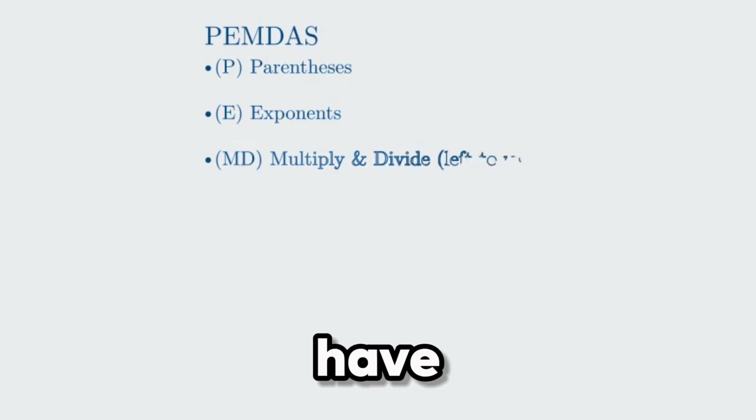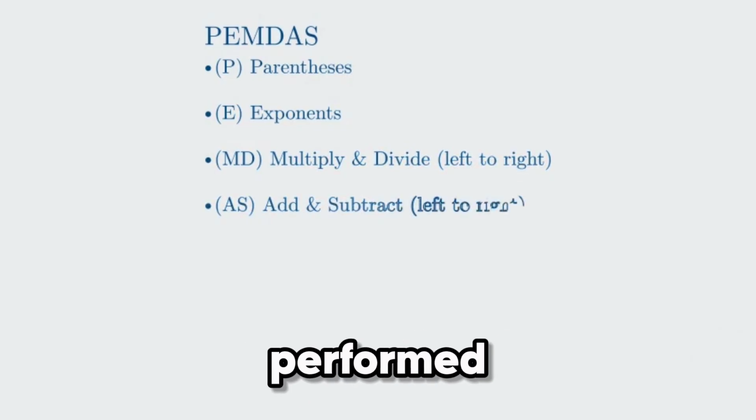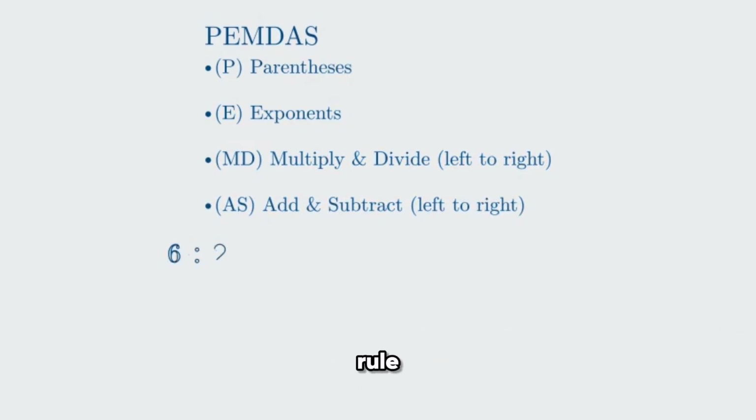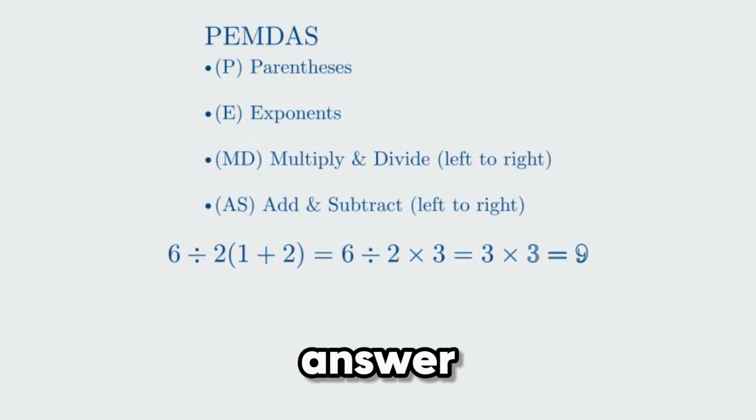So, to recap what we've learned today, we tackled the problem of 6 divided by 2 times the quantity of 1 plus 2. We learned that the key to solving complex expressions is to follow the order of operations, which is often remembered with PEMDAS. The most important rule we reinforced is that multiplication and division have equal priority and must be performed from left to right. By applying this rule, we first solved the parentheses, then performed the division from left to right, and finally the multiplication to get our answer of 9.